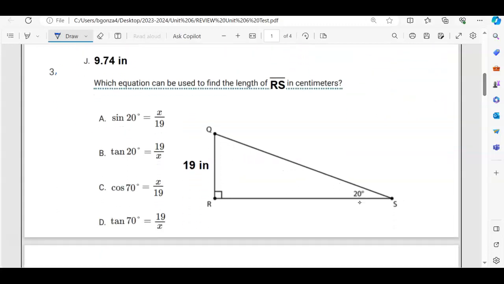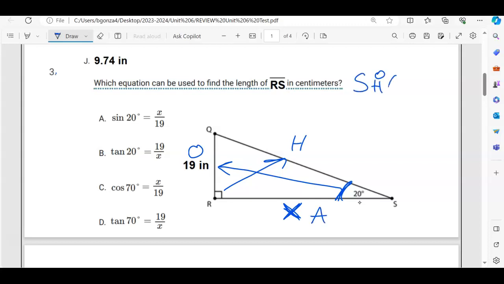All right, number 3, which equation can be used to find the length of RS? So X is at RS, and we're going to put an arc at the 20 that they gave us and label O, H, and A. So remember SOHCAHTOA. Cross out H, there's nothing there, so O and A is tangent yet again. So we're going to write tan.